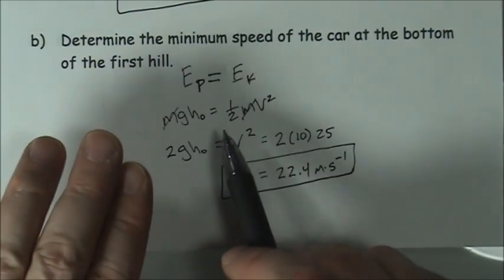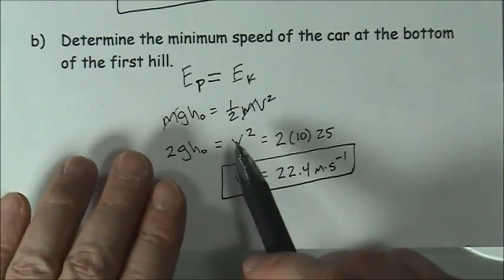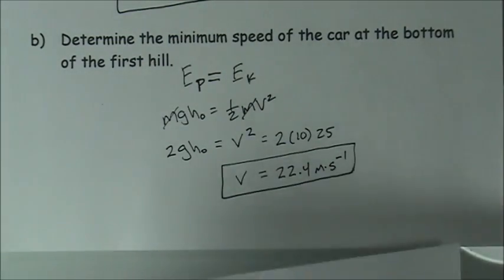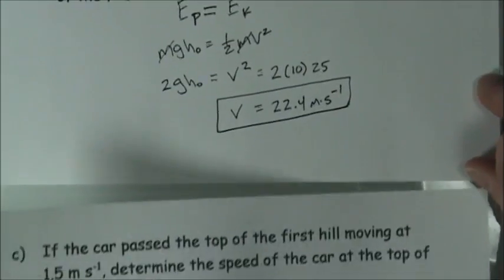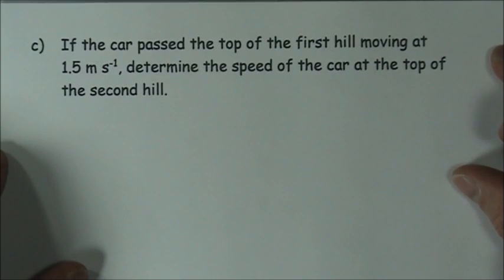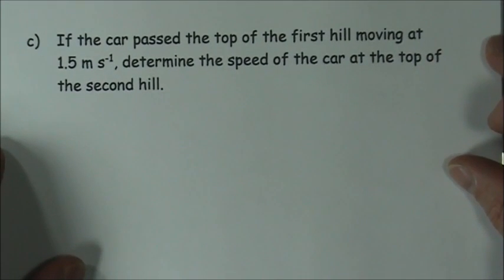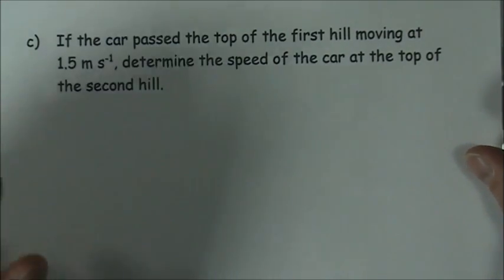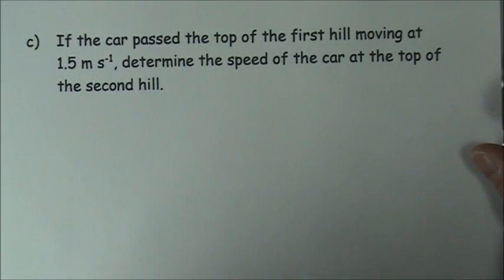So in this one we did not know what the initial speed was going over the top of the first hill, but let's move on to the most complicated version that we're going to look at, and in this case we will know. So let's assume that as the car passed over the first hill we did know that the speed was 1.5 meters per second. So now I don't want to determine the speed of the car at the bottom of the first hill. I want to know the speed at the top of the second hill.